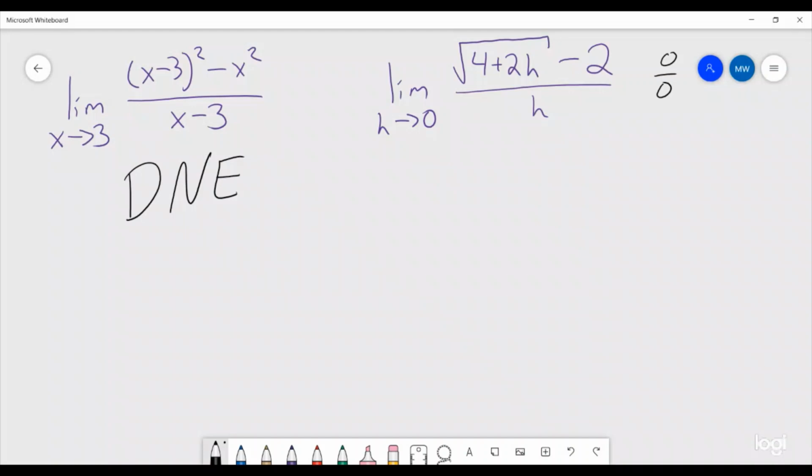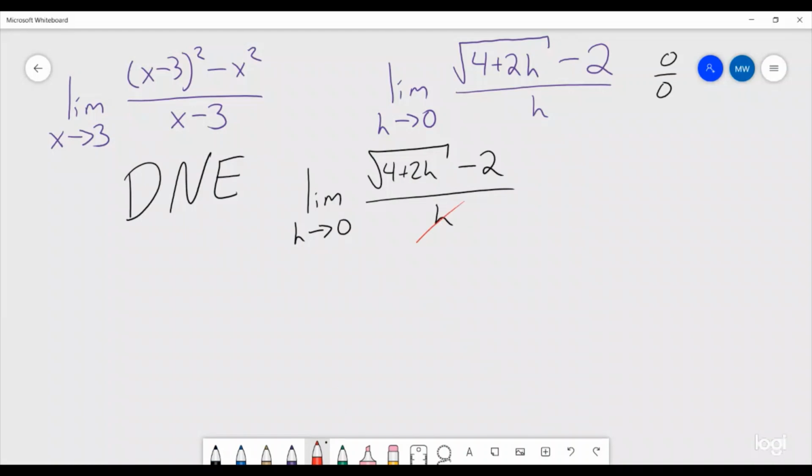Okay, what are some things we could try? So if we look at this, we have square root of 4 plus 2h minus 2, over h. Well, we have this square root, and ideally we want to find something so we can just cancel that h, but we don't have that yet. So we have to figure out how we can get rid of that square root on the top. I don't care if the square root ends up on the bottom, I just need it gone from the top.